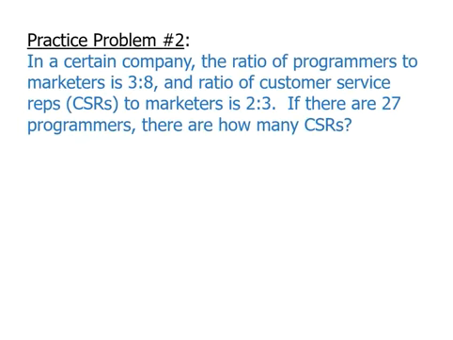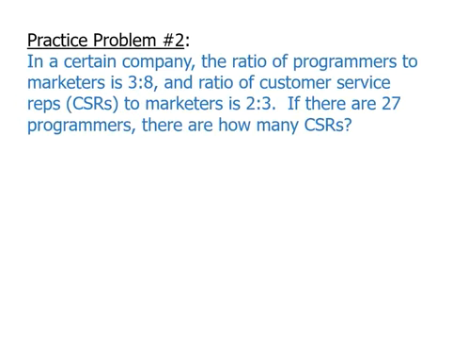Okay, this problem is also a little bit on the easy side, perhaps a little bit easier than you'd see on the test, or one of the easiest possible things you'd see on the test. In a certain company, the ratio of programmers to marketers is 3:8, and the ratio of customer service reps to marketers is 2:3. There are 27 programmers. How many customer service reps?